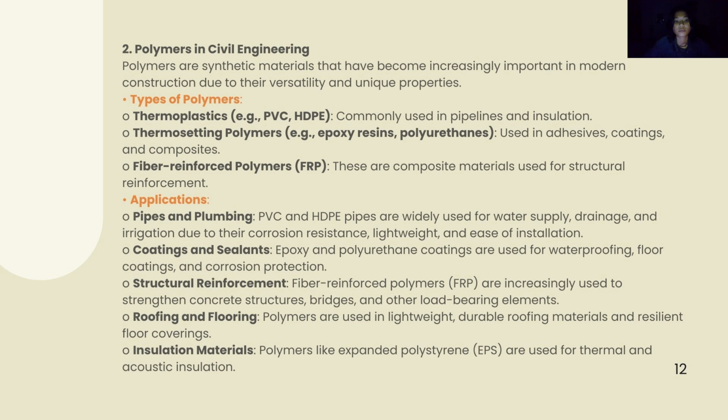Number four is roofing and flooring. Polymers are used in lightweight, durable roofing materials and versatile floor coverings. The last one is polymers like expanded polystyrene or EPS are used for thermal and acoustic insulation.